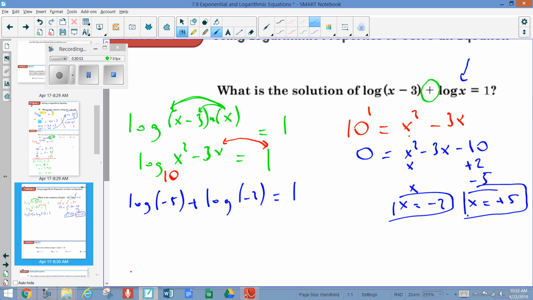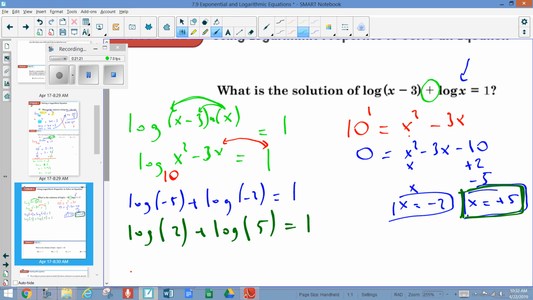And then I'm going to use another color. I'm going to try 5. Negative, of course, won't work. Remember the graph? It's always positive. So plug in 5. 5 minus 3 is 2, and 5. Yes. You may try this one. Plug into your calculator. Log 5 plus log 2 is equal to.